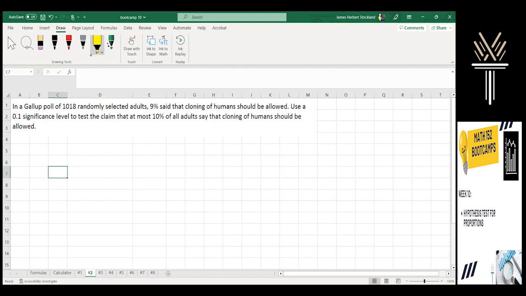Starting at the bottom, we're going to test the claim that at most 10%, blah, blah, blah, blah. That's the important part, right? You're talking about math here. So our claim is at most. We learned that before, back in test 2 and test 1. At most means you can go up to that number or less. It's the most you can go. So it means less than or equal to 10%. Talking about percentage, so that's a proportion.